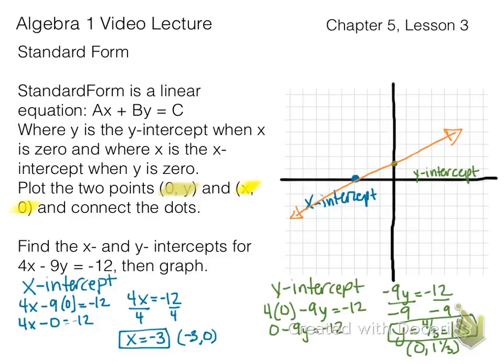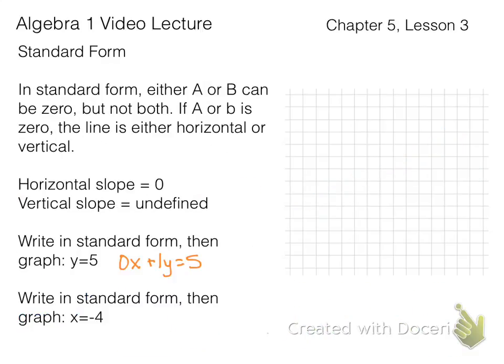It's almost easier, in my opinion, than the y equals mx plus b format, but sometimes your equations don't always come out in y equals mx plus b, slope form, so sometimes you've got to convert if you really want to go that far. All right, so in standard form, either a or b can be 0, but not both. If a or b is 0, the line is either horizontal or vertical, which is going to give us a hint on how to write either y equals or x equals situations in standard form.